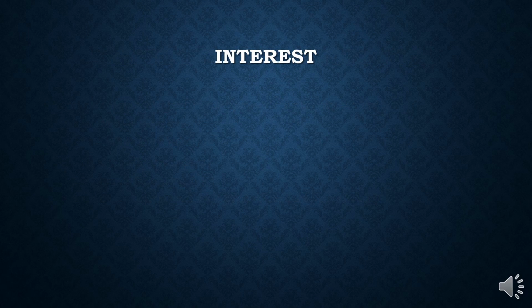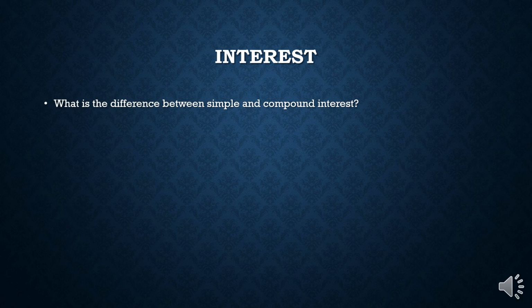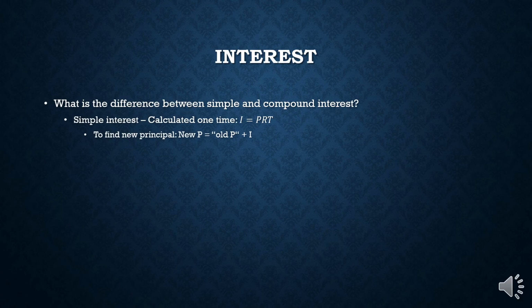Let's discuss interest. Do you know what the difference between simple and compound interest is? Simple interest is interest that is calculated one time. We use the formula I equals PRT: interest equals principal times rate times the time. And to find the new principal, we take the old principal, or what you had before interest was calculated, and add the interest.